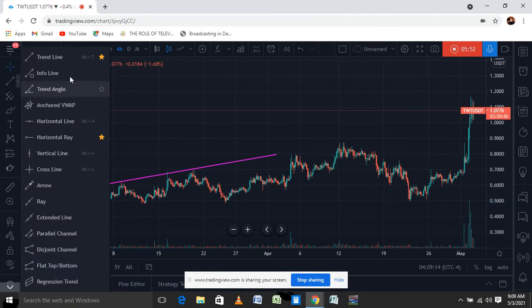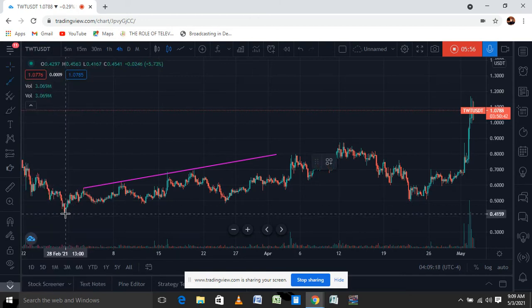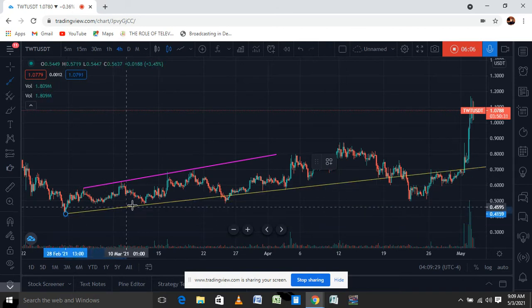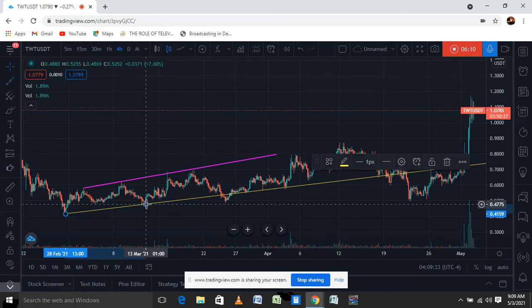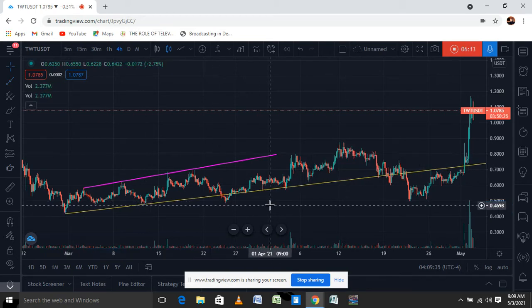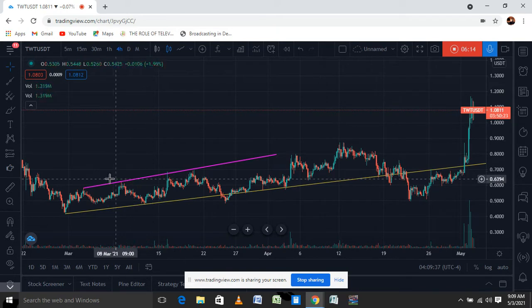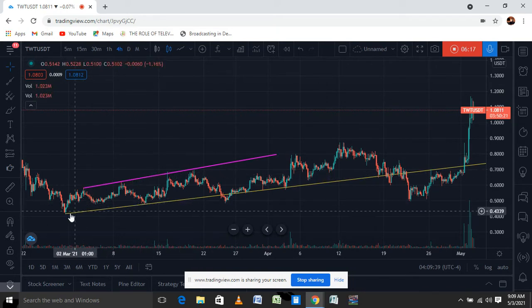Just be watching the way I'm using my tools on TradingView. Let's use the ray. If you connect this bottom to this bottom, you see how clean the chart is. You see how clean the support line is. You see, it tested here.